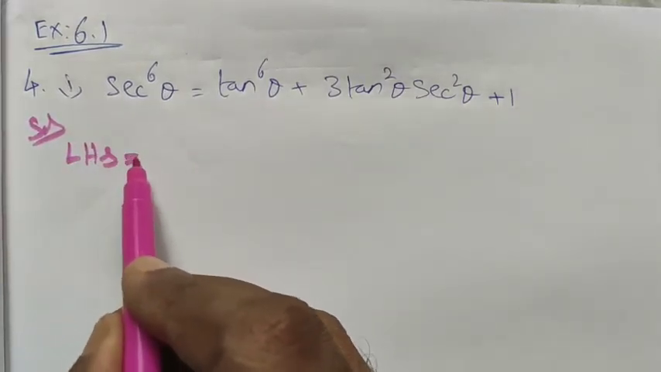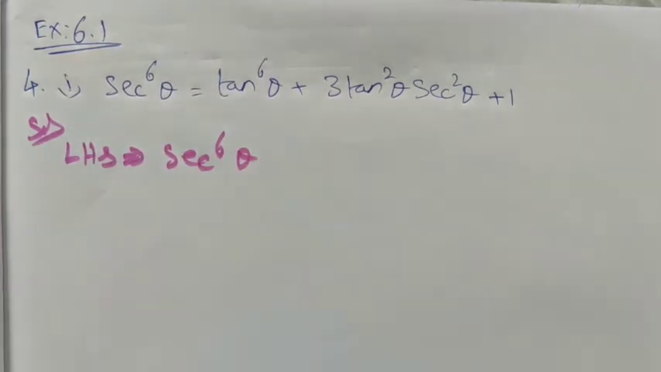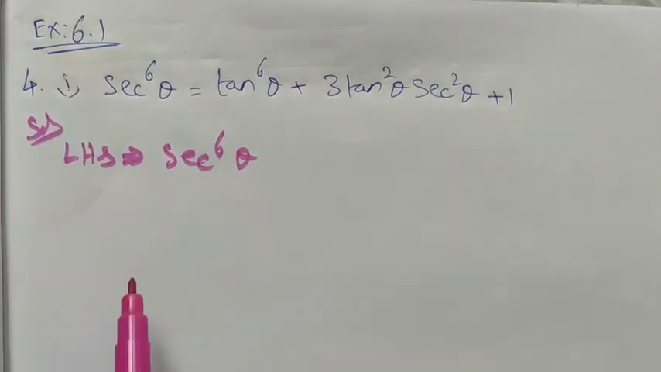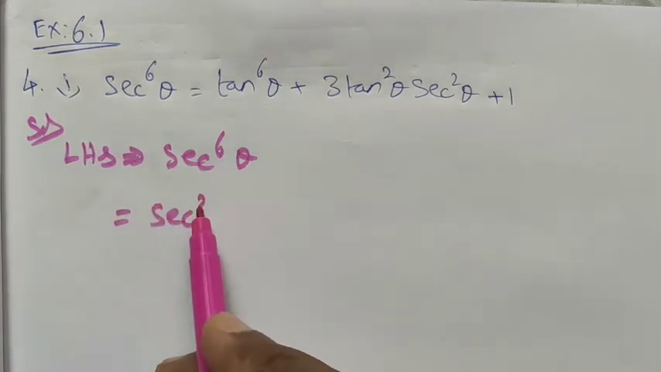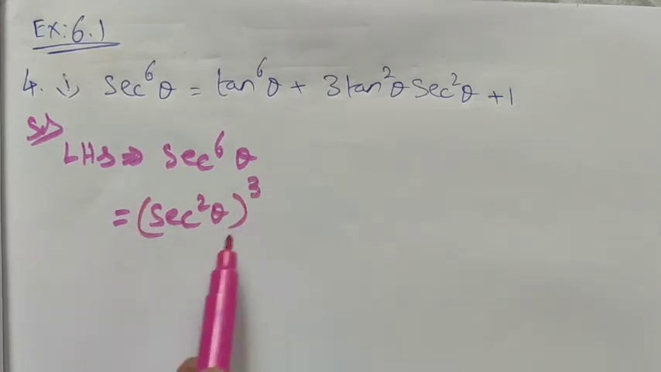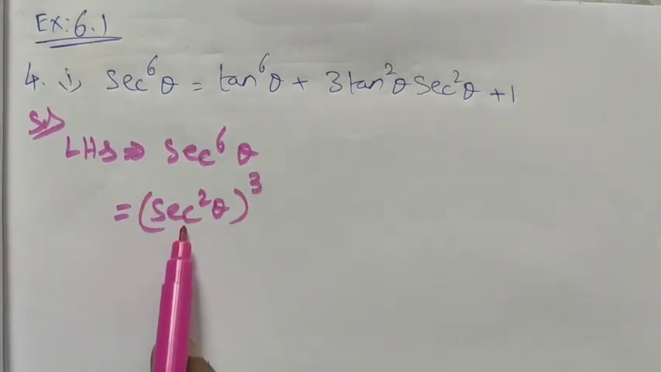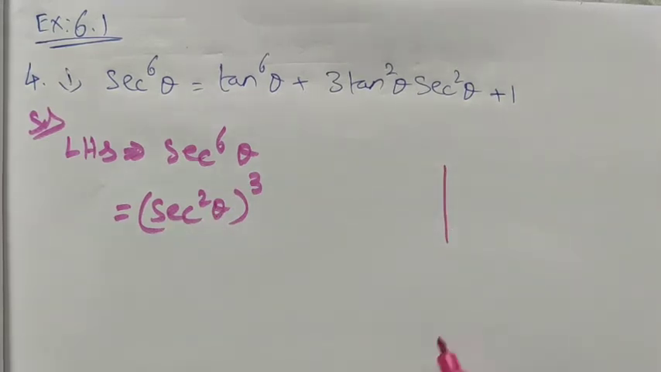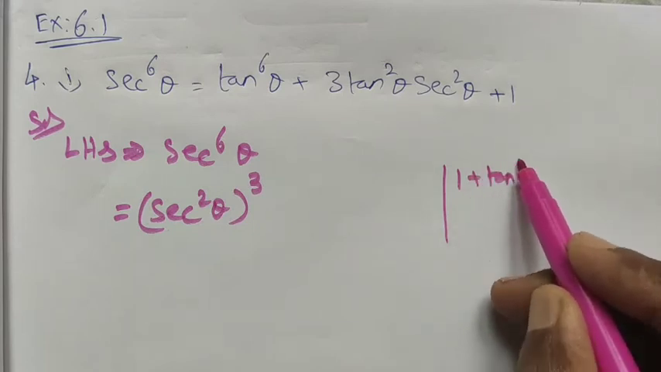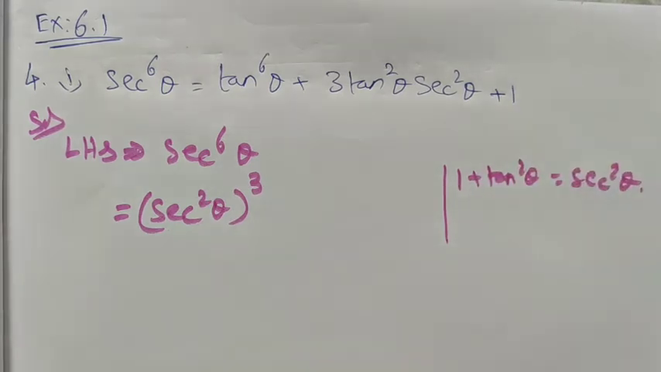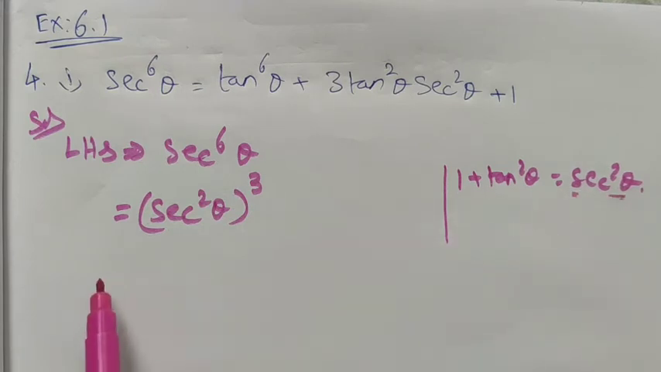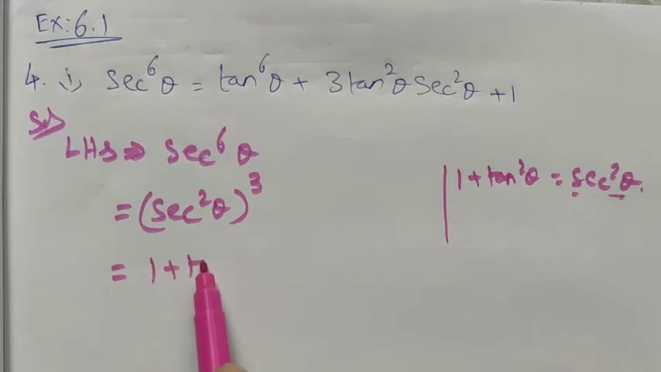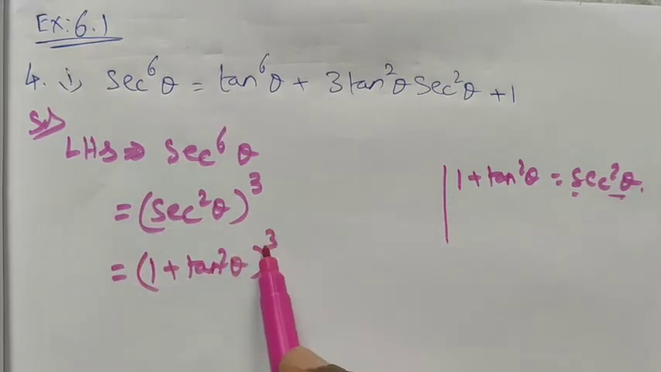The LHS is given as secant power 6 theta. It can be rearranged like this. Secant power 6 theta can be written in the form of (secant square theta) whole power 3, because when we have the square, we can use the identities. We know that 1 plus tan square theta is equal to secant square theta. So in the place of secant square theta, I am going to apply the identity 1 plus tan square theta. Here we have (1 plus tan square theta) whole power 3.